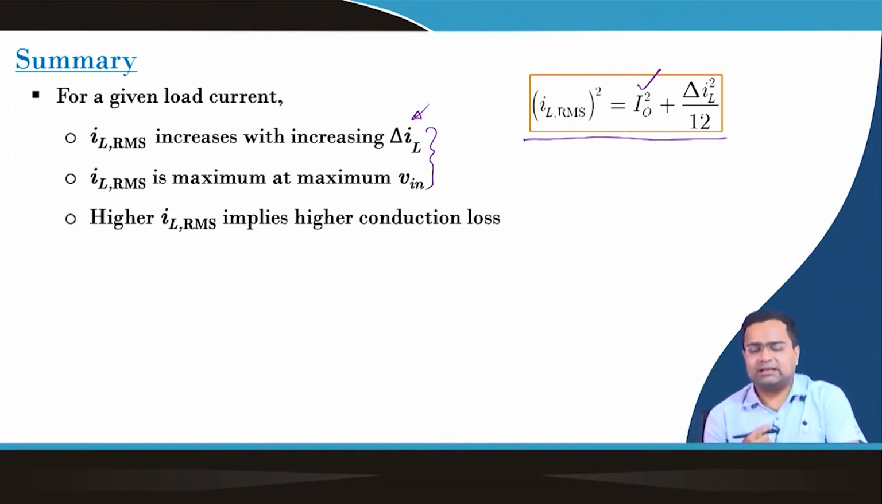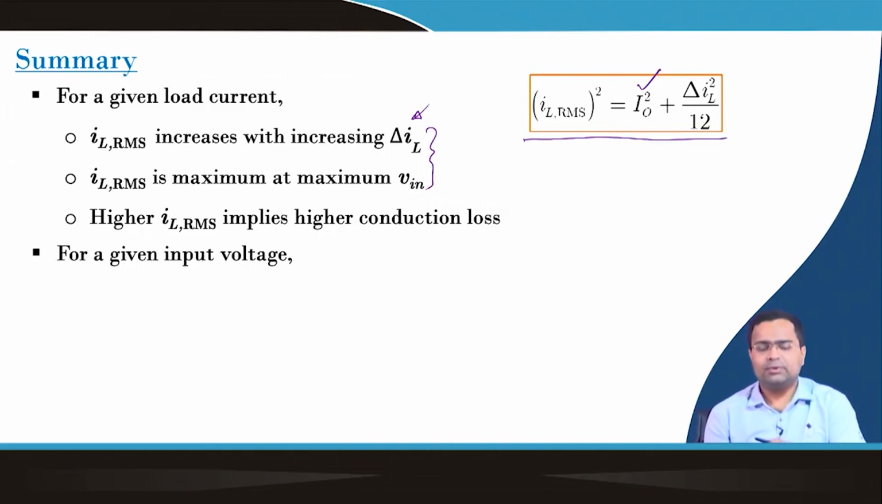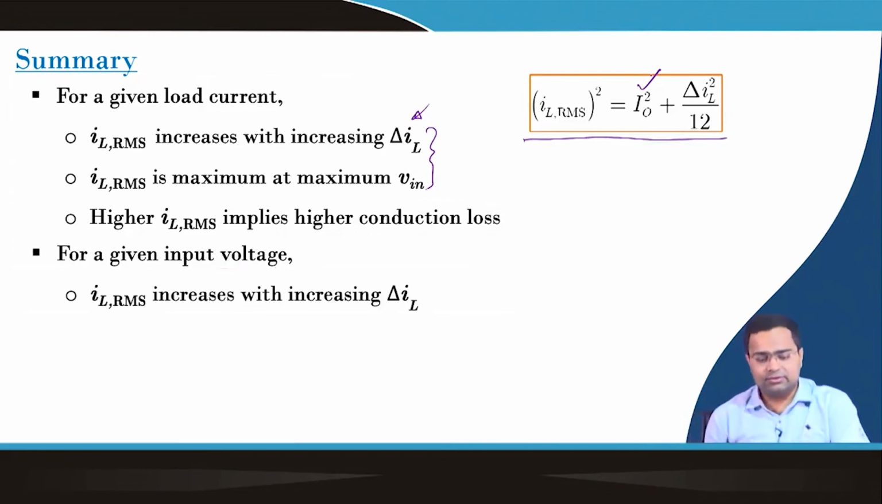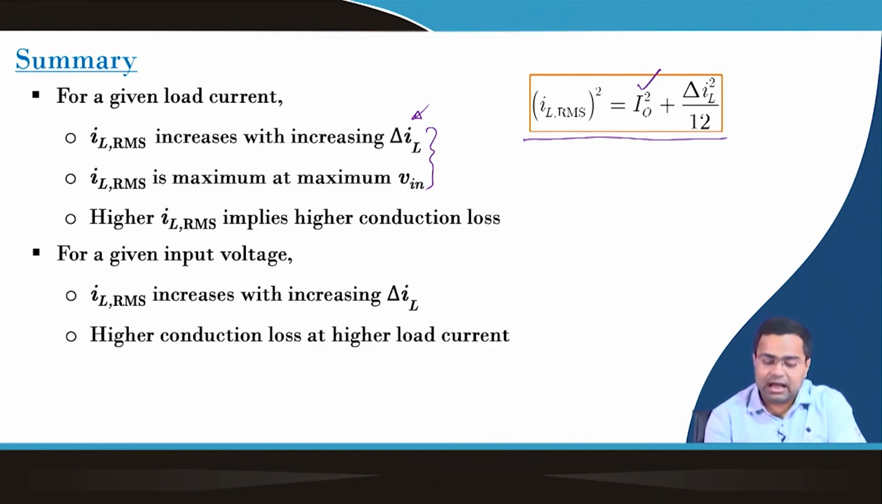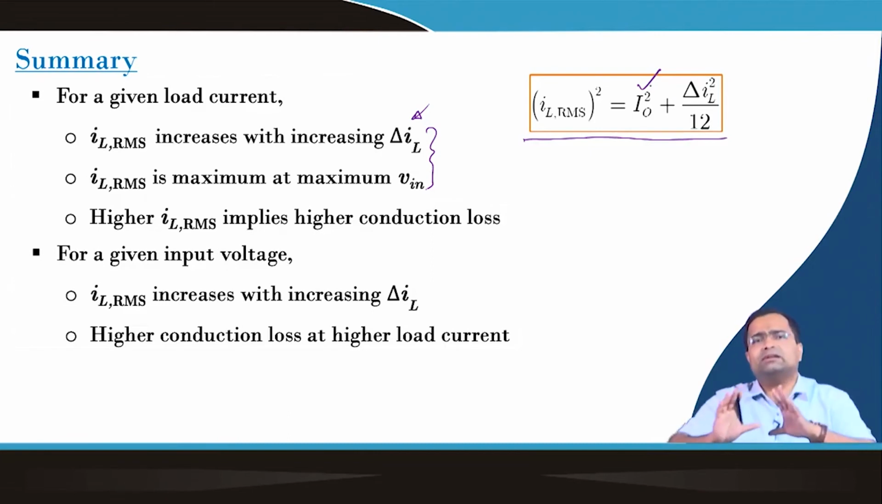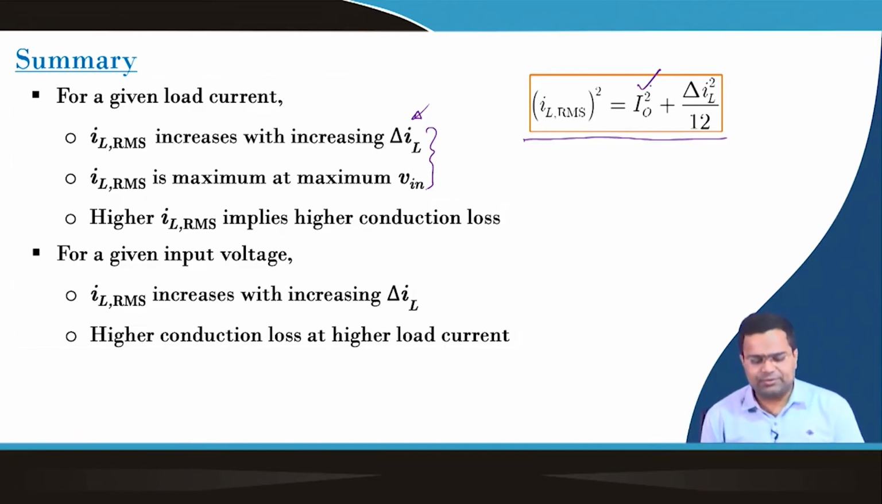So, higher RMS current will lead to higher conduction loss. Now, for a given input voltage, the load current is varying. So, the RMS current increases with delta IL. The RMS current should increase with the load current, because for a given input voltage and given output voltage, only the load current changes, and the ripple current remains more or less the same. So, it increases with load current.